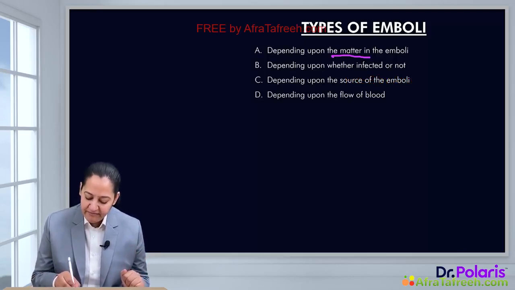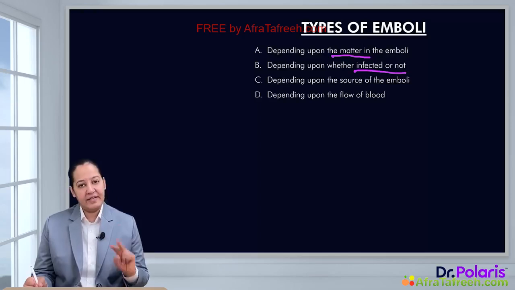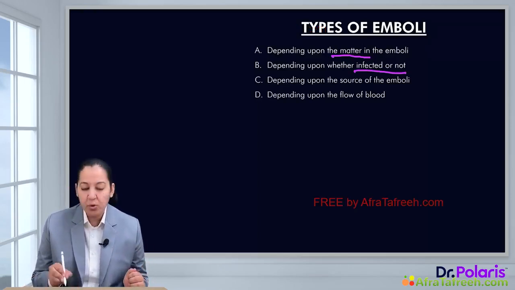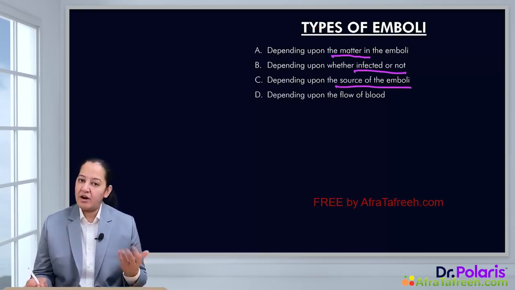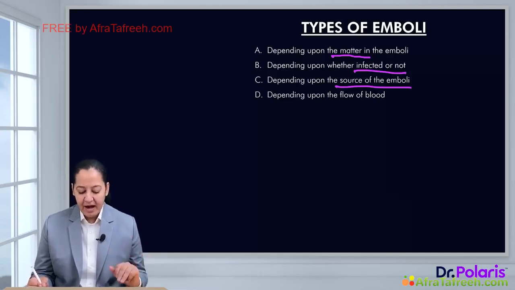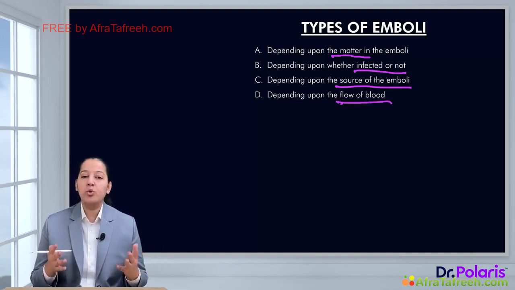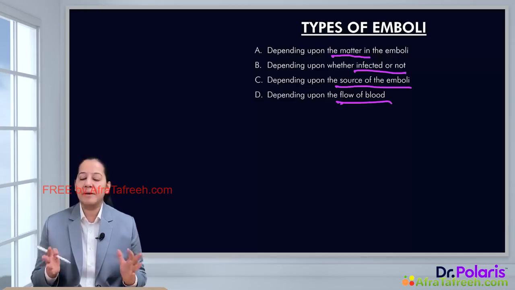Second, we classify them by whether they are infected or not infected. Third, we classify them depending on the source of the emboli, whether they are present in an artery, vein, lymphatic, or heart. And last, we classify them depending on the flow of the blood. So let me show you these 4 classifications of embolism one by one.